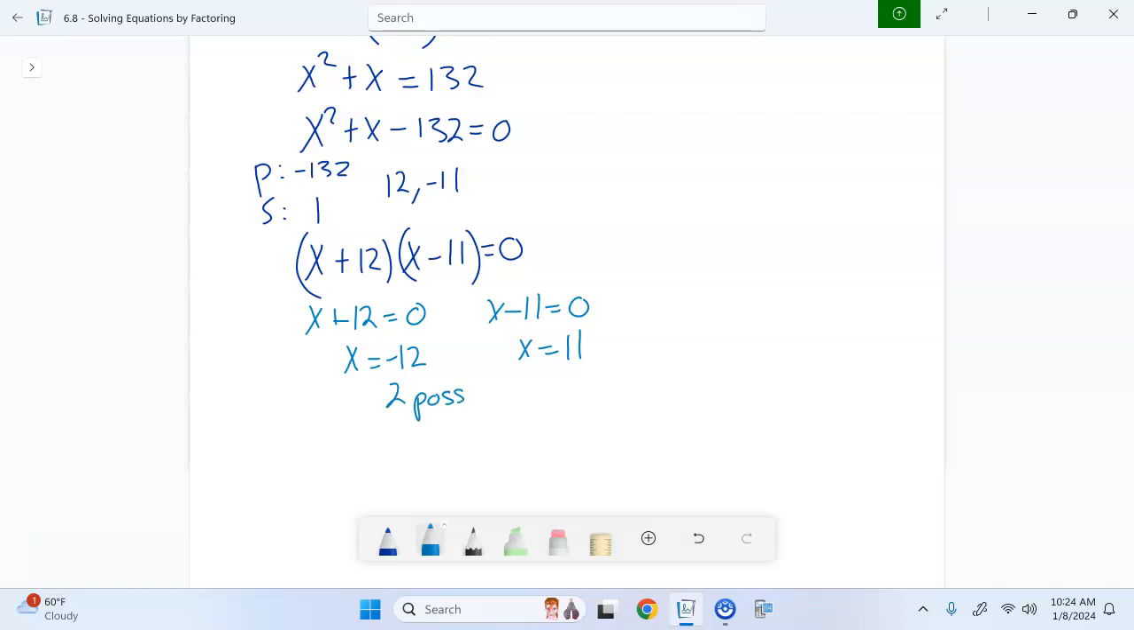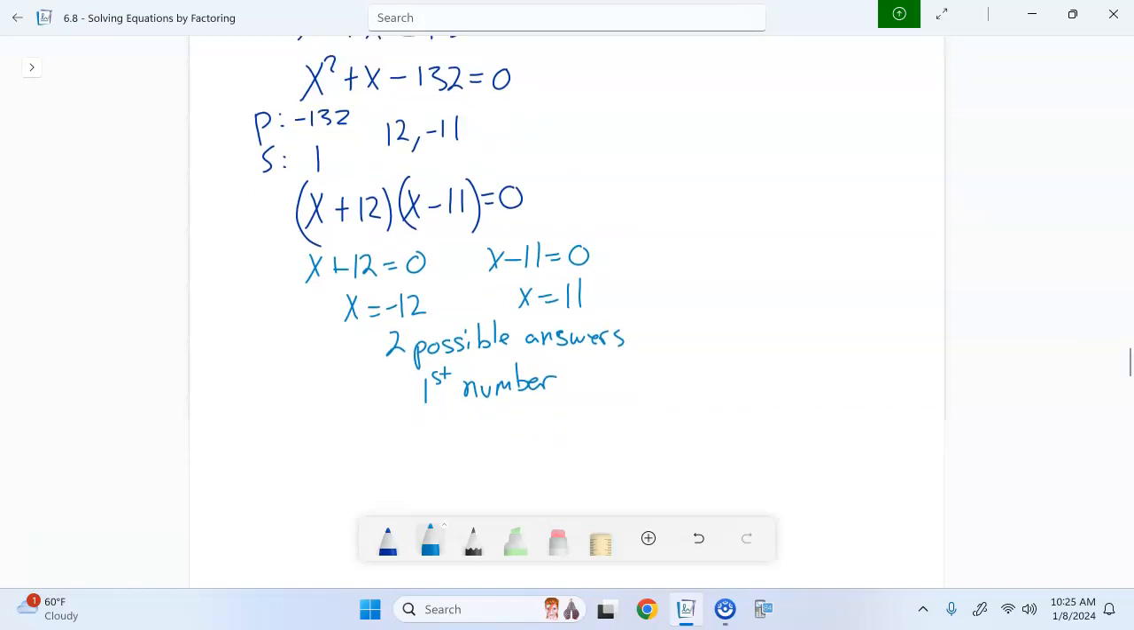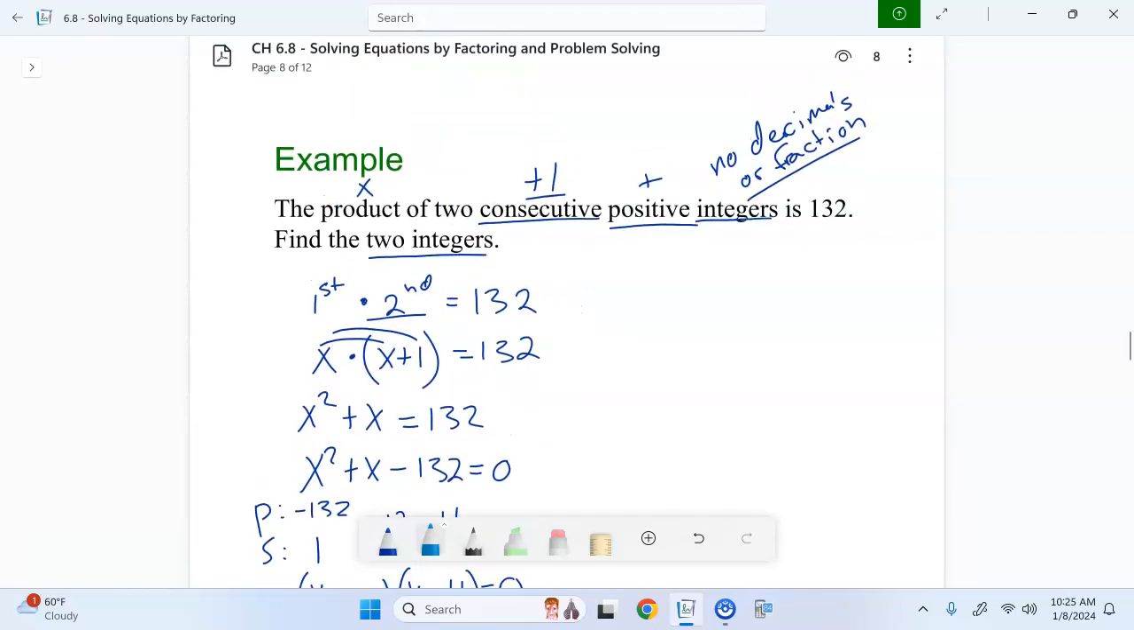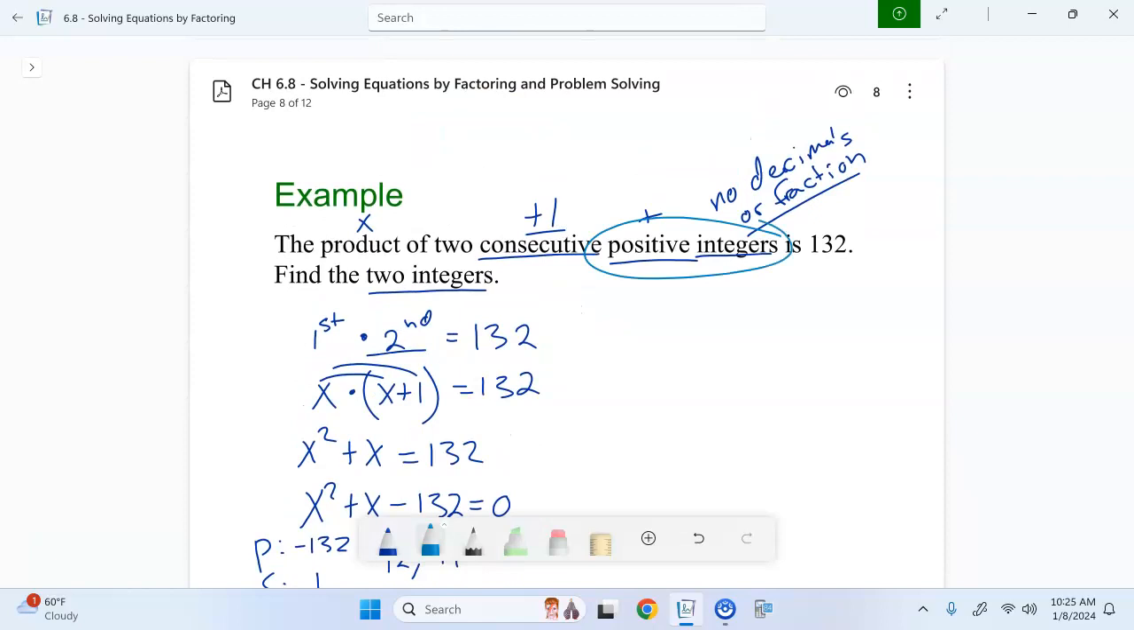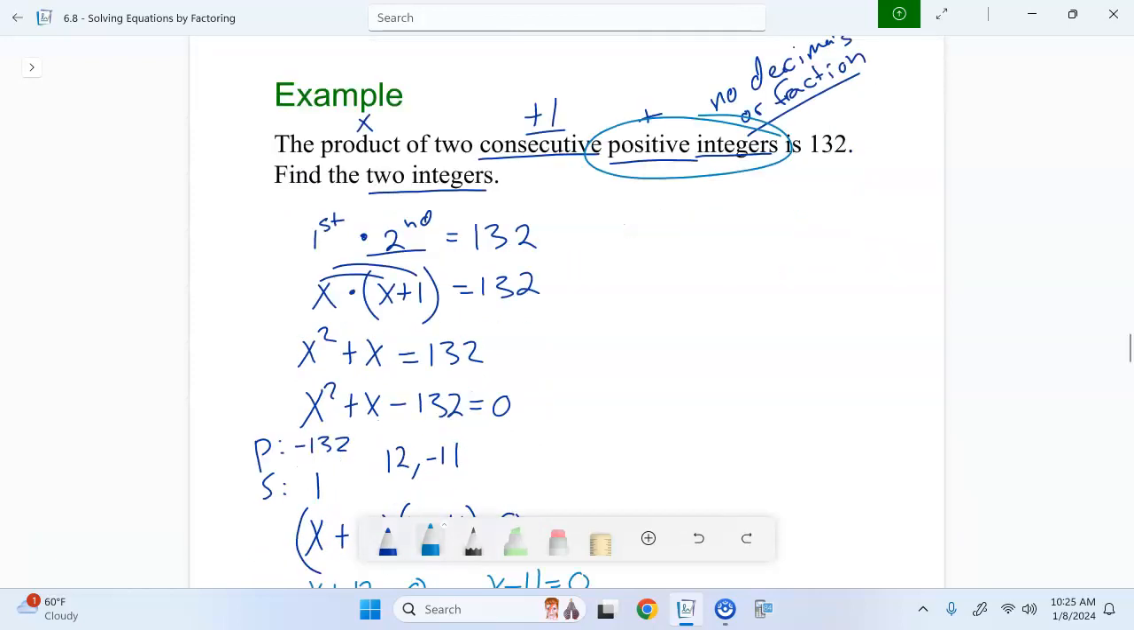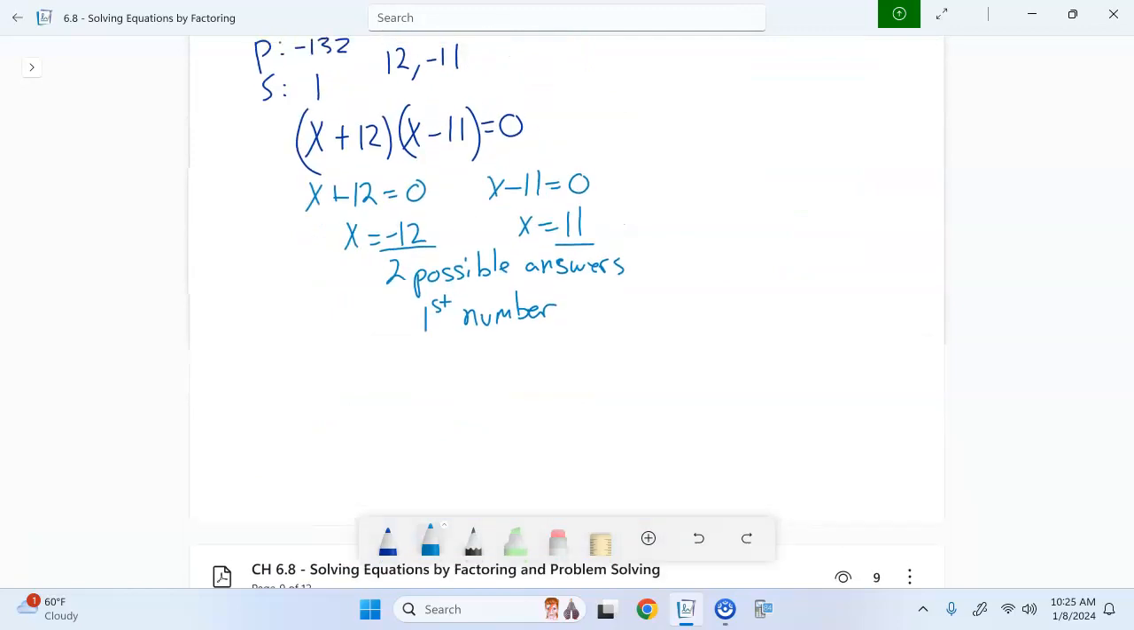We get two possible answers for the first number. We get the first number can be negative 12, or the first number can be 11. But now we have to go back to our original problem and remember, it says our answer has to be positive integers. Well, negative 12 isn't positive, so we can't use negative 12.